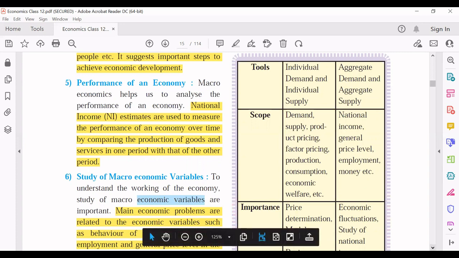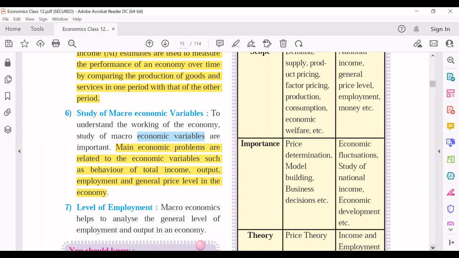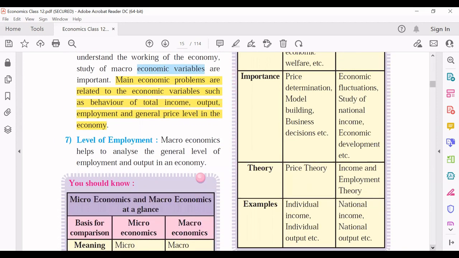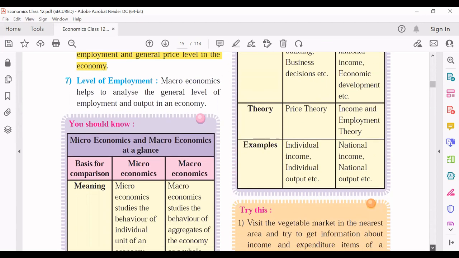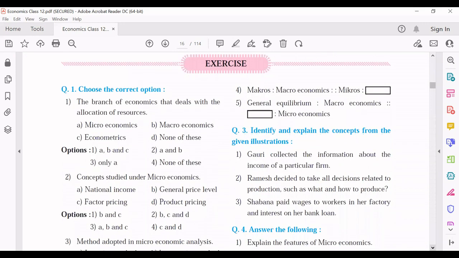Also, we can see the importance. One helps in understanding individual units of the economy, like price determination, model building, business decisions, etc. Whereas the other helps in studying economic fluctuations, national income, or economic development. One deals with price theory, and the other deals with income and employment theory. Microeconomics deals with individual income and individual output, and the other deals with national income and national output. So this is how the first chapter deals with it.